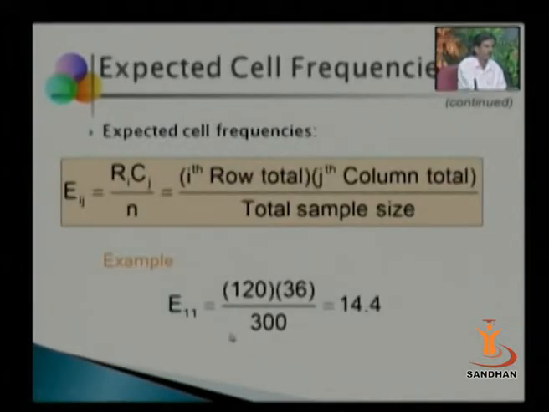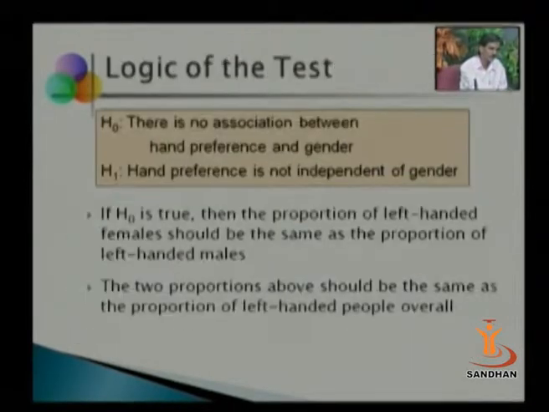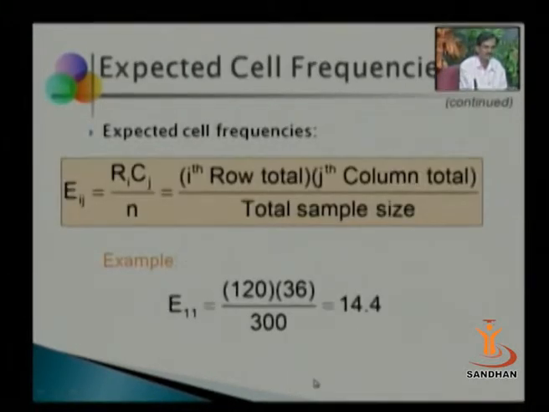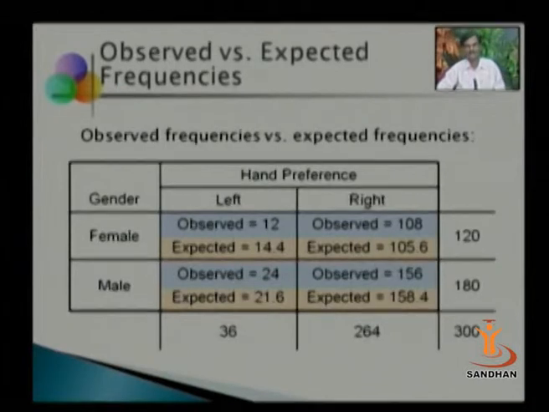So 14.4 females are expected to be left-handed and 21.6 males are expected to be left-handed if we assume the null hypothesis. Accordingly, we have the formula for expected frequencies, that is Eij equal to Ri into Cj upon N, that is, the ith row total multiplied by the jth column total divided by the total sample size. For example, for the first cell, this 12, the expected frequency is 36 into 120 upon 300, that is 14.4. In this way one can calculate all the expected frequencies.